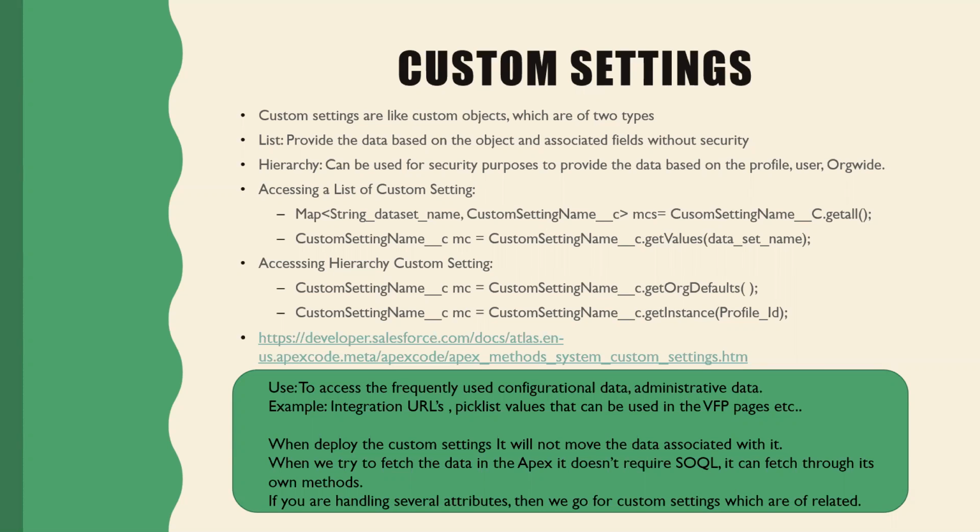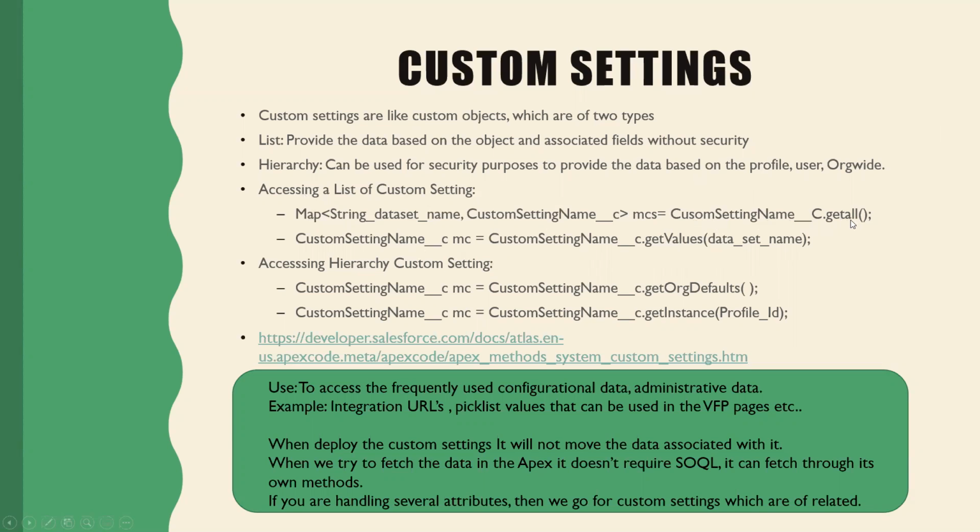I will explain what I found practical about this, how the list looks and how the hierarchy looks. And after creating these custom settings, how you access this information in the coding and Apex. It has its own methods. I got this from the developer forum from Salesforce.